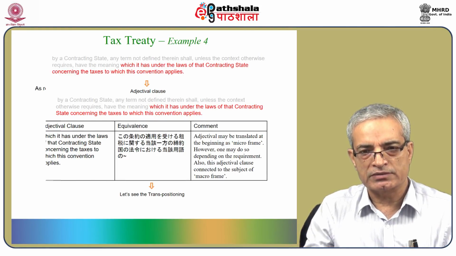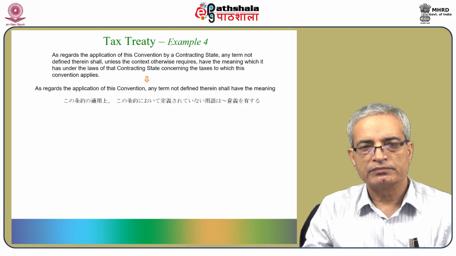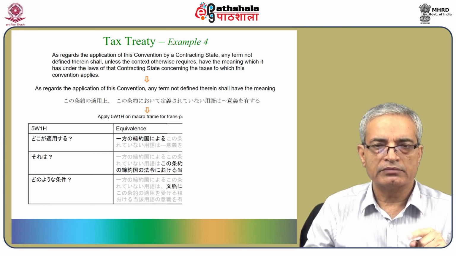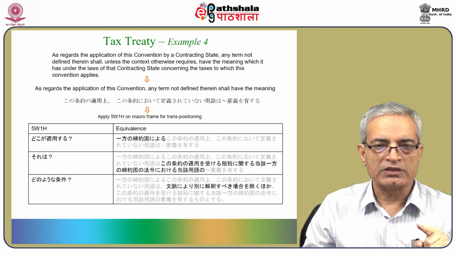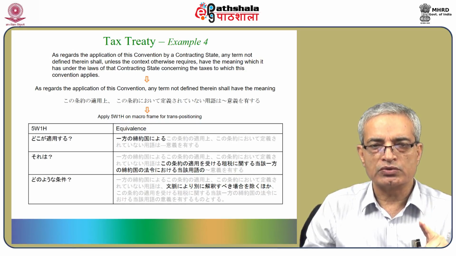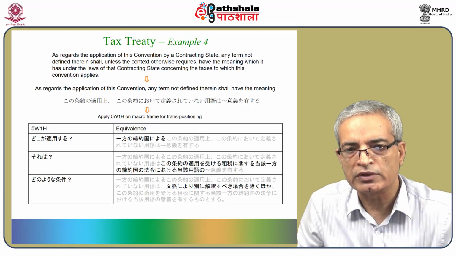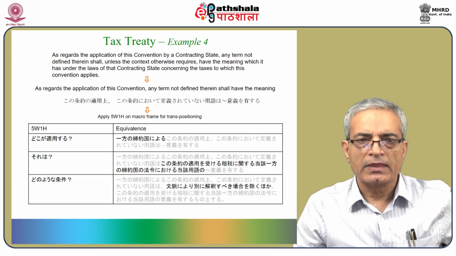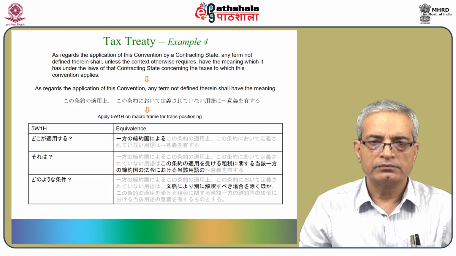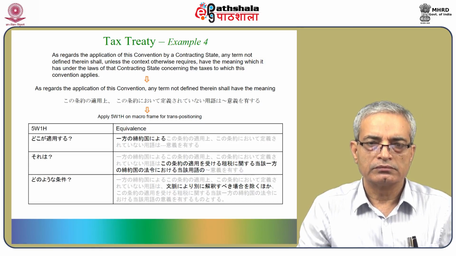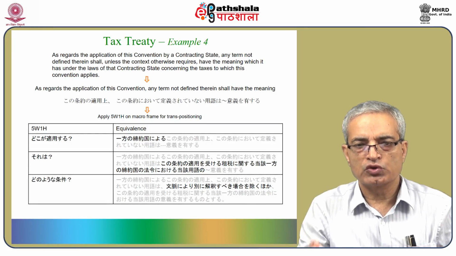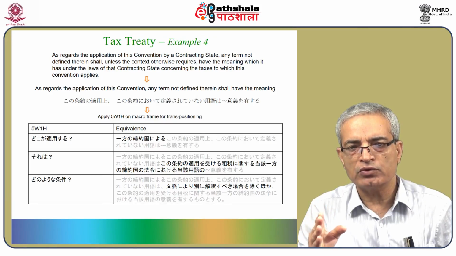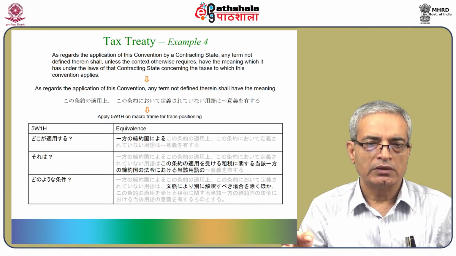Let's see how it makes sense. This was the original English, and we started with the frame. Let's join the other one. The using the microframe for transpositioning. どこが適用する and I don't think I can read it, so can you help Anu? 一方の締約国によるこの条約の適用上、この条約において定義されていない用語は意義を有する。 So どこが適用する is actually 一方の締約国による, and what is that?